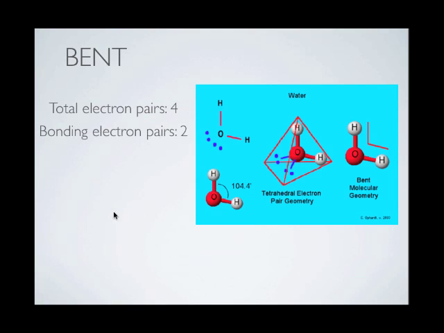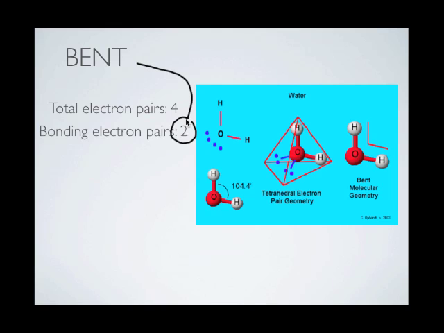Bent is our next shape. How many total electron pairs are there? 4. I see a trend. So its electron pair arrangement is going to be what? Tetrahedral. See, here's the tetrahedral electron geometry. But what is the actual shape of the molecule? Only 2 bonding pairs, and that makes the shape bent.